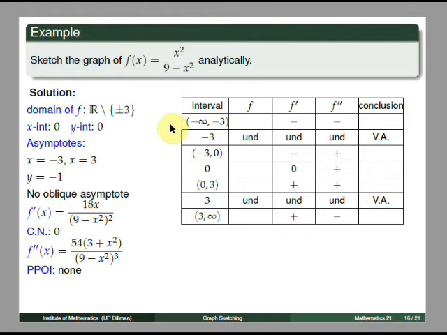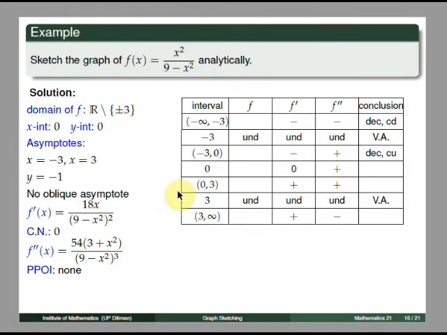Okay. On the interval from negative infinity to negative 3, since this is negative and this is negative, hence we have decreasing, concave down. Next, negative 3 to 0, we have negative, positive, and therefore we are decreasing, concave up.